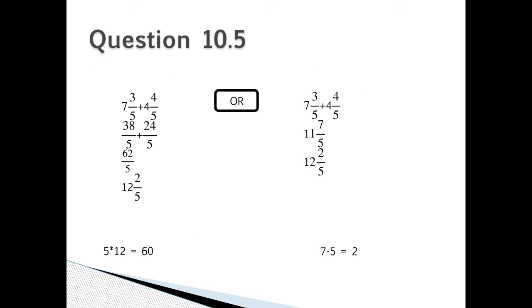Because the denominators are the same, you can add the numbers for the fractions. So you could do it and say 7 plus 4 is equal to 11, and 3 over 5 plus 4 over 5 is equal to 7 over 5. Therefore, your answer will be 12 and 2 over 5. Or you could convert it into an improper fraction, which means you will have 38 over 5 plus 24 over 5, which is equal to 62 over 5. And when you simplify that, you will end up with 12 and 2 over 5.